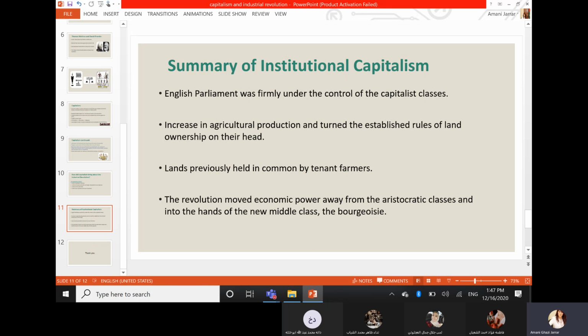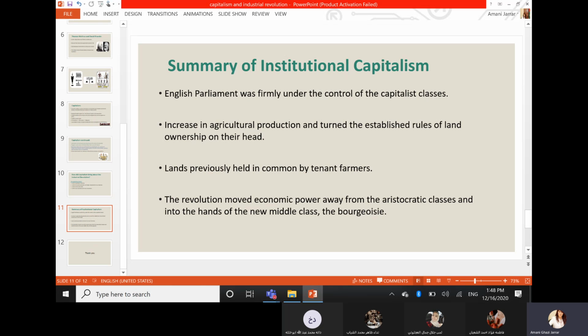So we have the English Parliament that was clearly under the control of capitalist classes. We have different classes, and the capitalists here defined the parliament. So here it's the beginning of introducing economy into politics, you see? So how economy affected politics in a way. And the increase in agricultural production, and the rules that were established at that time for owning lands and positions. So we have the ownership. We have the lands that were held in common by tenant farmers at that time, and that led to what is called the revolution.